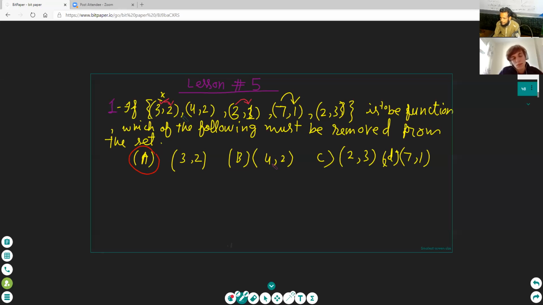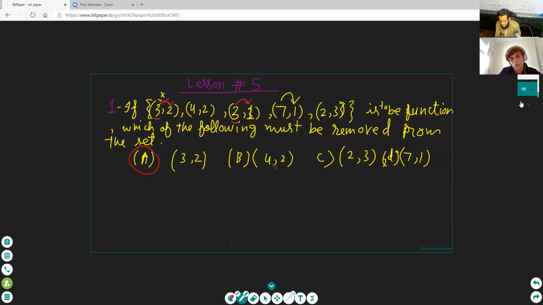Clear? So you should make the concepts. This is an easy thing. If you feel difficulties, make the concept: when ordered pairs are given, then the first elements will not be repeated. The first element of an ordered pair will not be repeated. Here 3 and 3 are repeating in the ordered pairs, then we remove it.